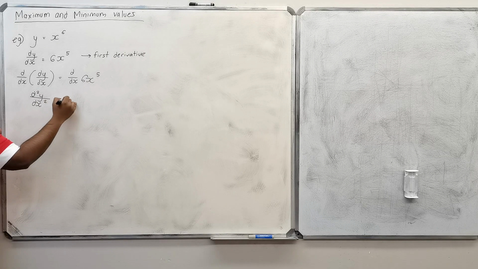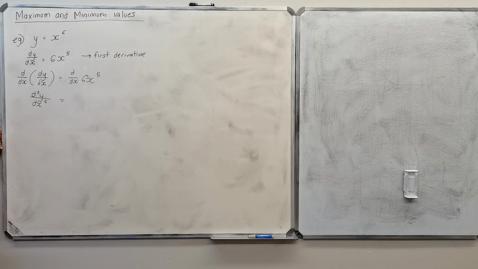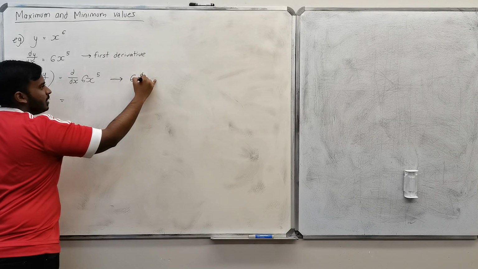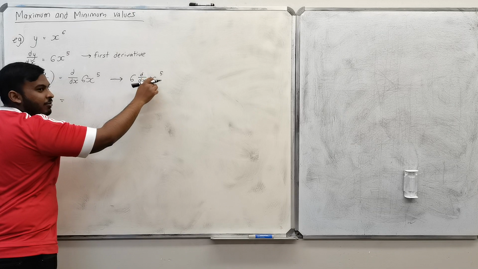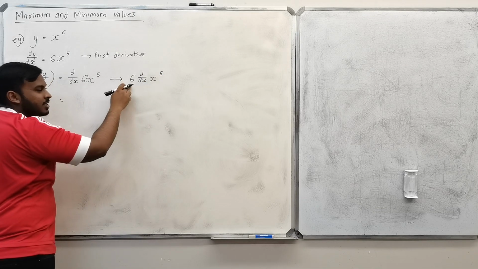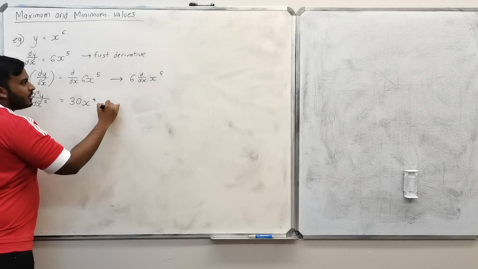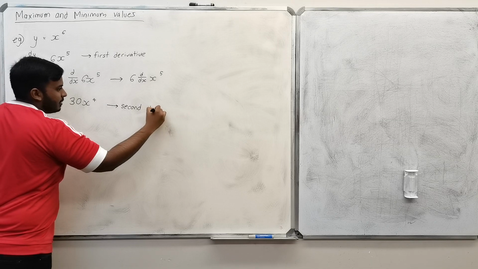And then this becomes what? 30x to the power 4. You know that, right? Because remember, we take out the 6, d over dx of x to the 5 becomes 5x to the 4, and 5 times 6 makes 30x to the 4. This is known as your second derivative.